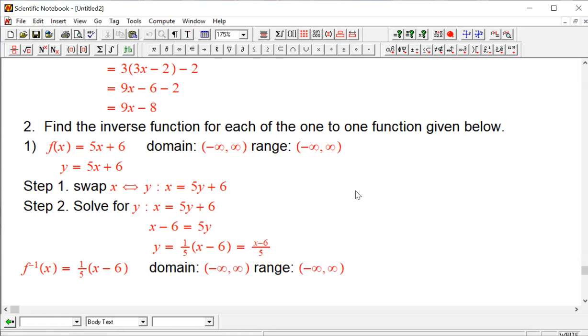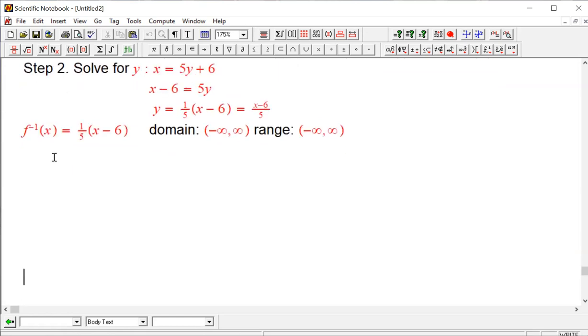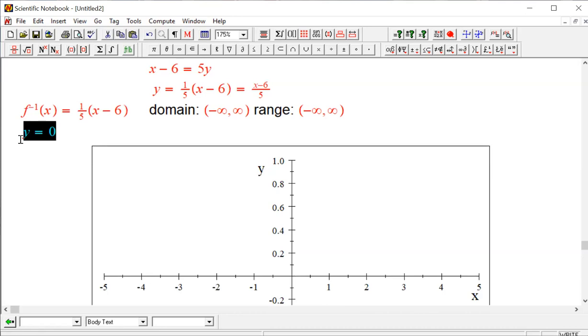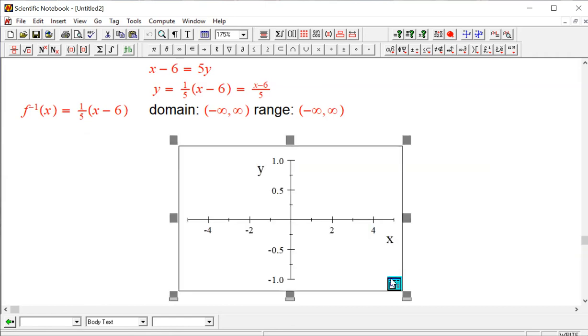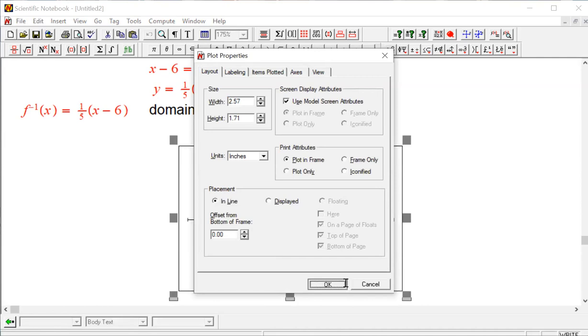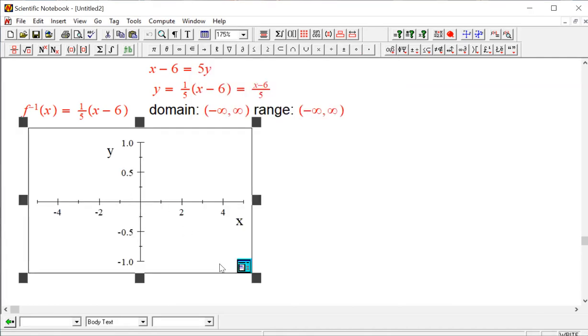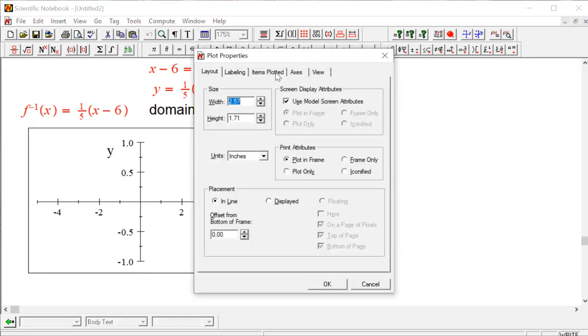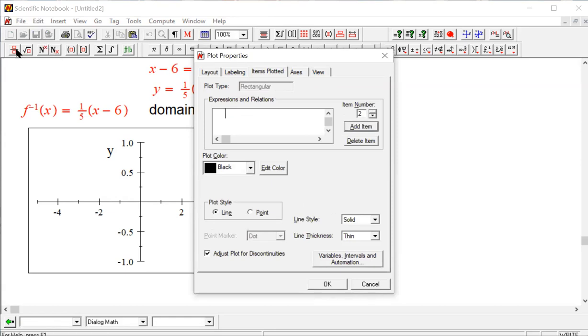You can observe a couple of phenomena. For example, if we graph both functions in the same picture, we're going to see something interesting. They should satisfy all the conditions we talked about. I'm going to graph the inverse function, 1/5 times x minus 6, and make it red.